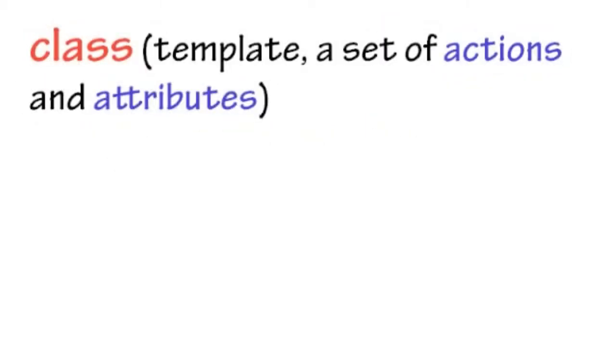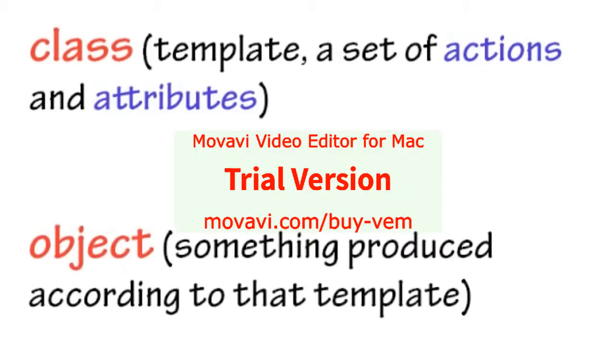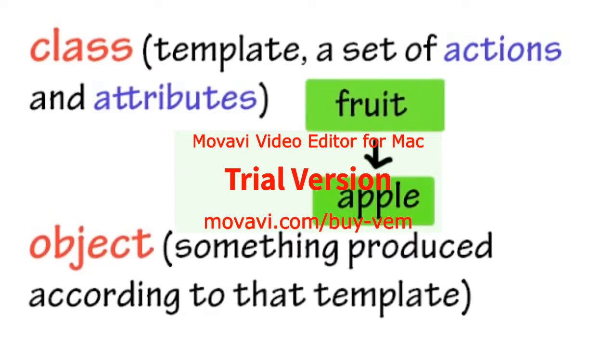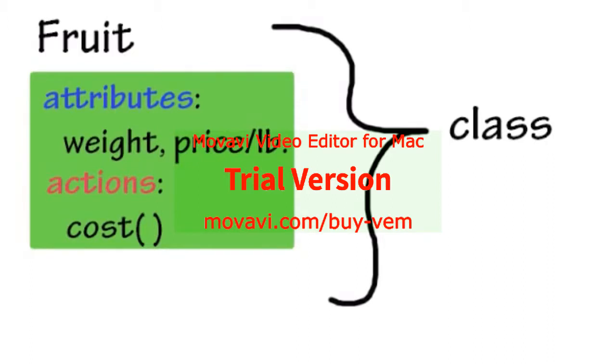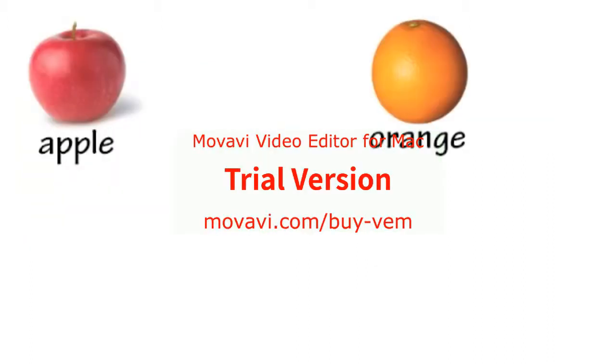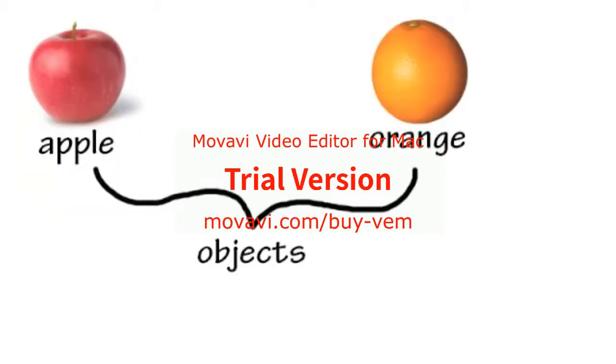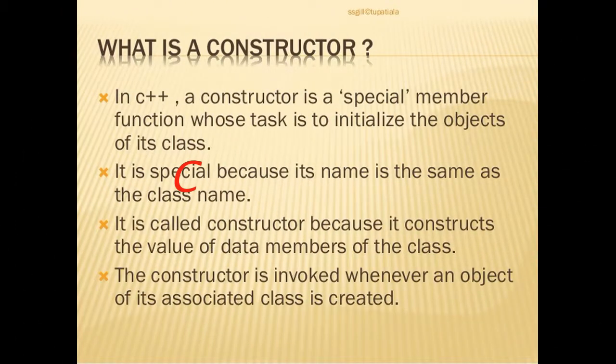So a class is a template or a set of actions and attributes, and an object is an instantiation of this template. So we can imagine that a class can be like a fruit, and an object can be a specific fruit. For example, apples and oranges are fruits. Both are objects of the class fruit.